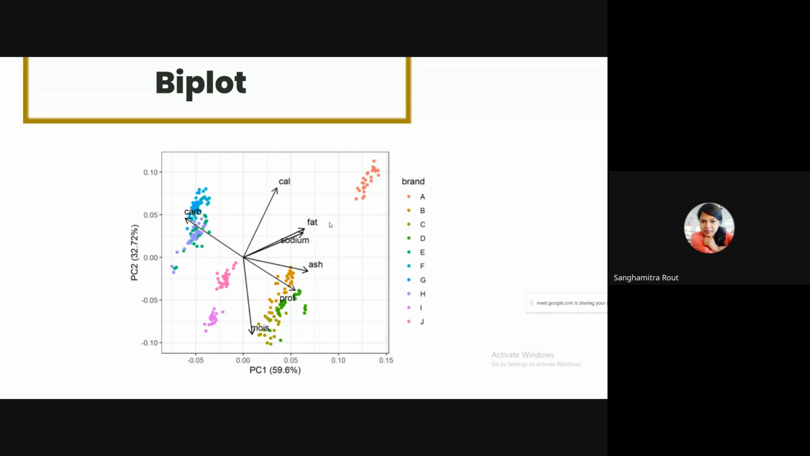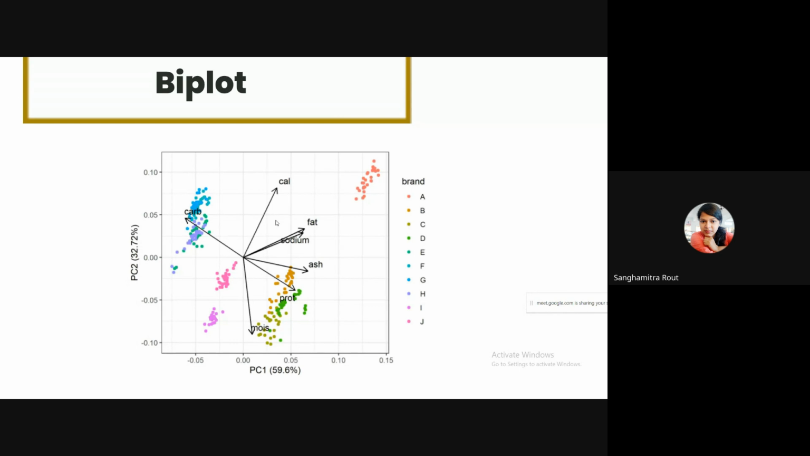Biplot is actually a scatter plot. You can see all the things are being scattered here. Brands, then variables, everything are being scattered. So it is actually a scatter plot. In this special plot, the original data is represented by principal components, and they explain the majority of the data variance using these particular PC scores.